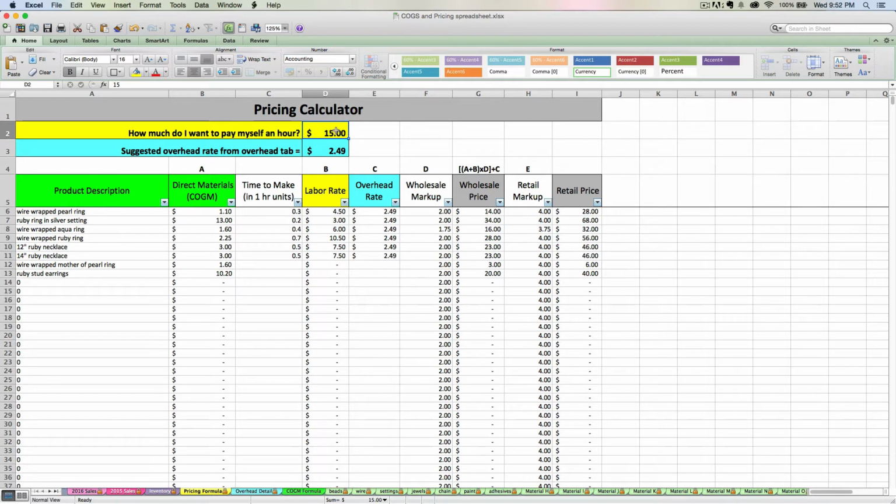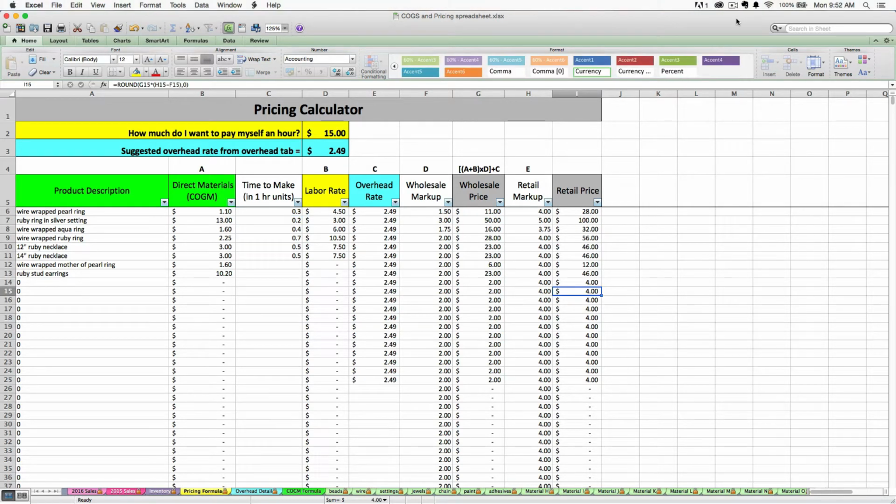So decide what you want to pay yourself an hour. That can be $10, $20, $100, whatever you feel comfortable with. Enter that here, and it'll automatically calculate based on that number that you enter. So anytime you have a finished product that you create, you'll need to go to this white column that says time to make, and you'll need to enter in 1 hour units how long it took you to make that product.